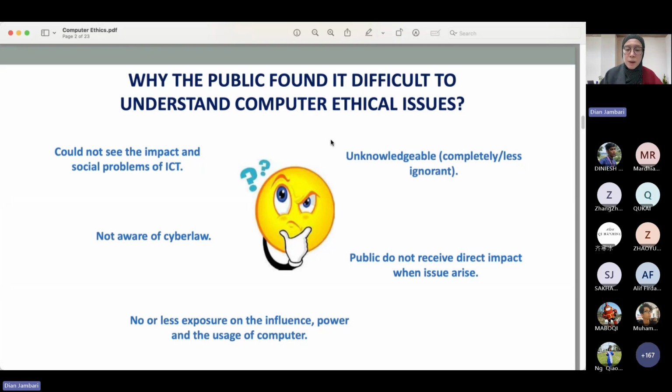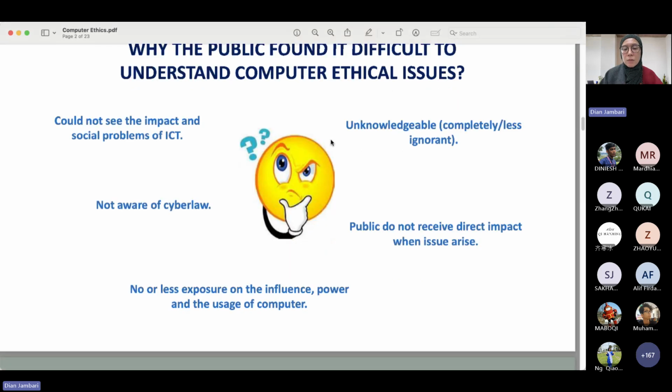Another reason is that in their experience of unethical issues related to computing or ICT, the public may find it difficult because they may not receive a direct impact when certain unethical situations happen. So several sections of the public, because it does not affect them, don't understand or may not be aware of the ethical issues related to ICT, right?